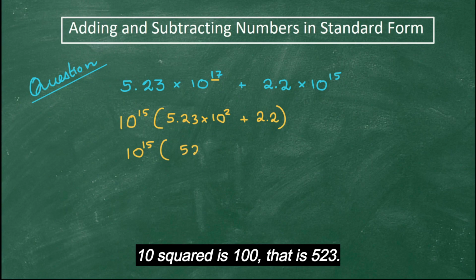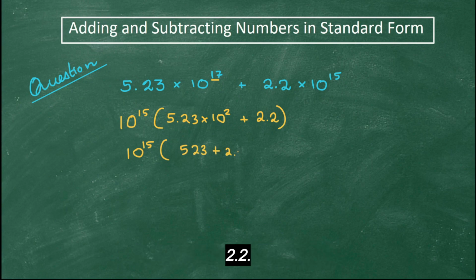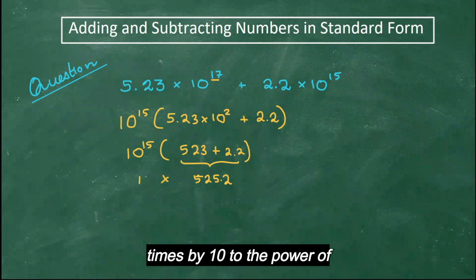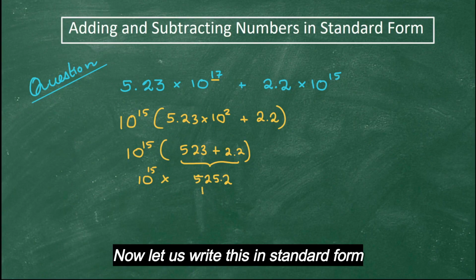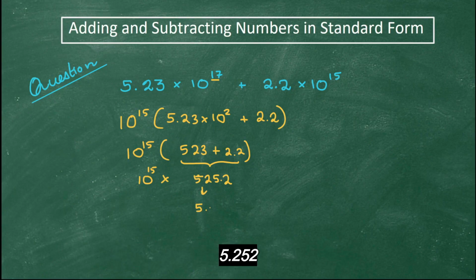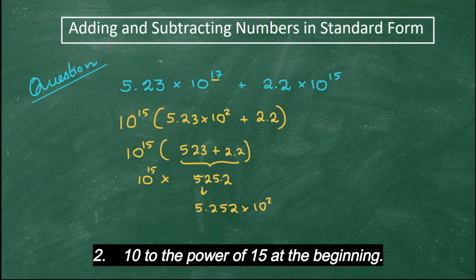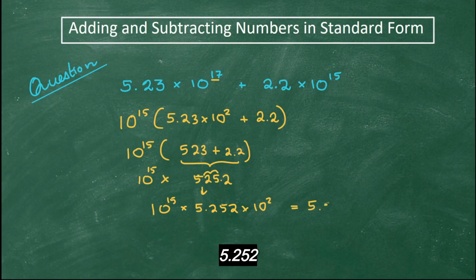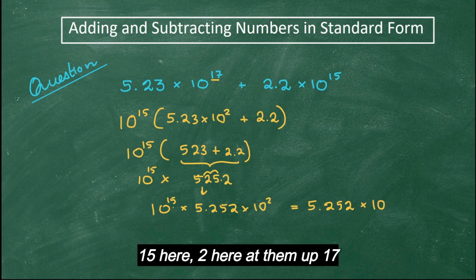That's 523. Add 2.2. Now this is very easy to do. 525.2 times 10 to the power of 15. Now let's write this in standard form. 5.252 times 10 to the power of 2. 1, 2. 10 to the power of 15 at the beginning. So combine them. Your final answer: 5.252 times 10 to the power of 15 here, 2 here, add them up, 17.